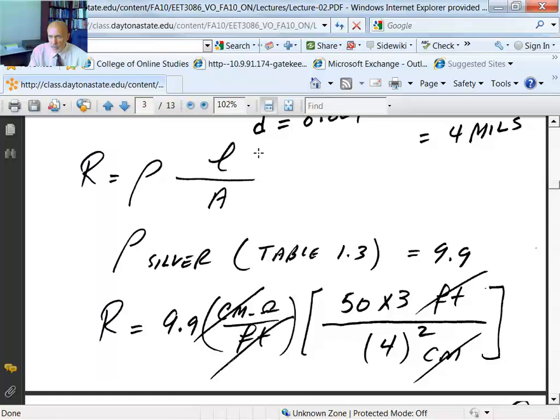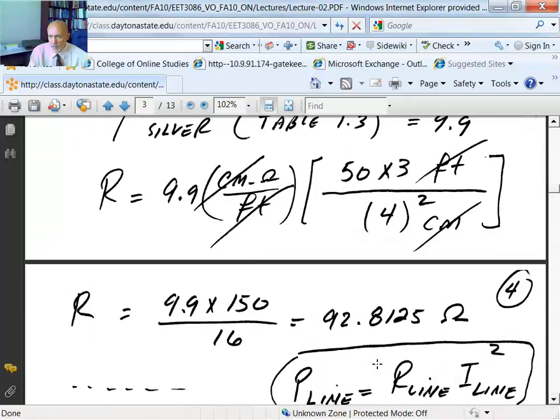Multiply it by L, which has to be in feet, so you need to convert that. 50 yards, each yard is 3 feet, so multiply that by 3. And then for circular mil, you need to determine the diameter in mils, which we already did. It's 4 mils, and then you square it. So again, to calculate the area in circular mil, you determine the number of mils in the diameter and just square it. You can see feet and feet will cancel out, circular mil will cancel out, and you're only left with ohms. So it'll be 9.9 times 150 divided by 16. If you calculate that, it gives you 92.8125 ohms.